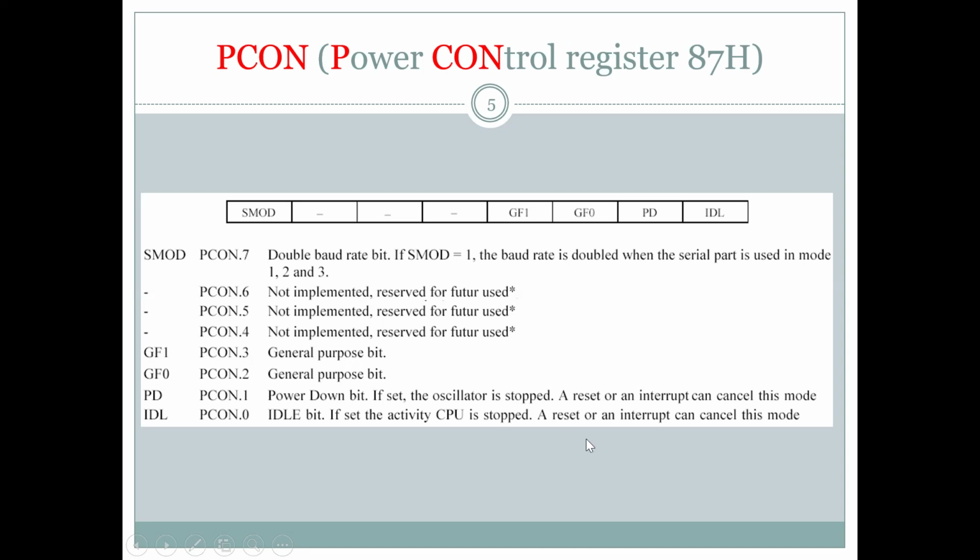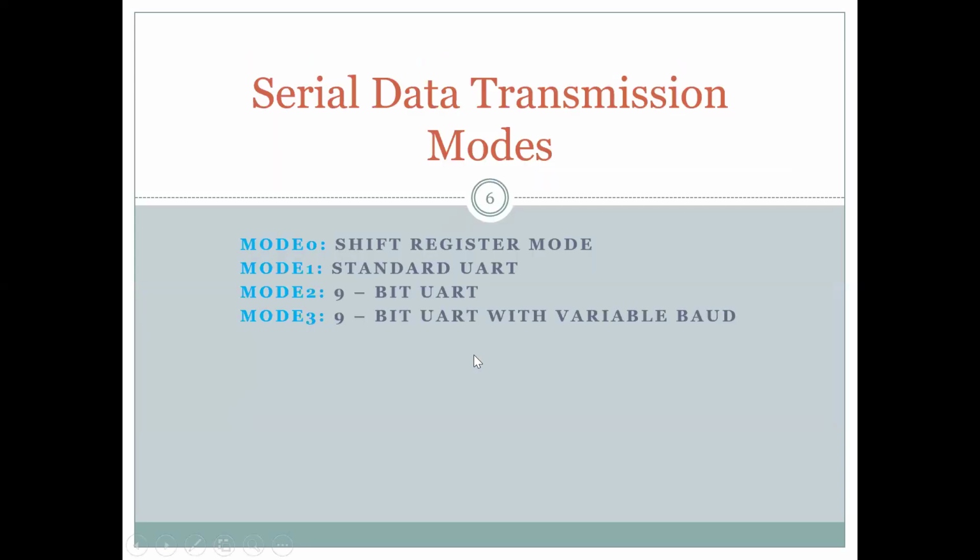And the next bits are PD, the power down bit, and the IDL bit. With the power down bit, the oscillator will be stopped. With the idle bit, the CPU activity will be stopped. To come out of either of these two states, you need to reset the CPU, or else you can even generate an interrupt to the CPU. That is about the power control register.